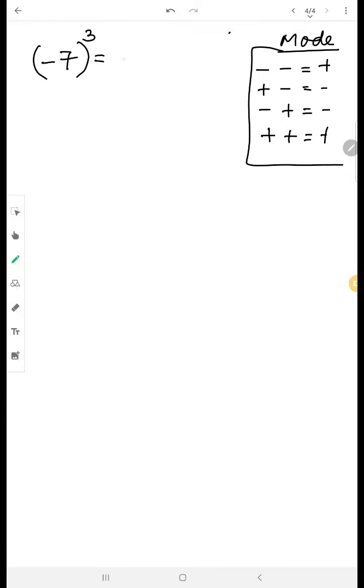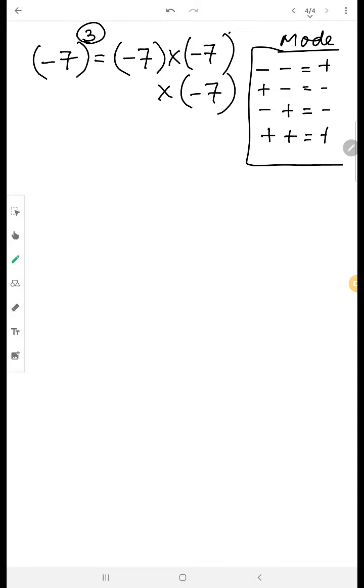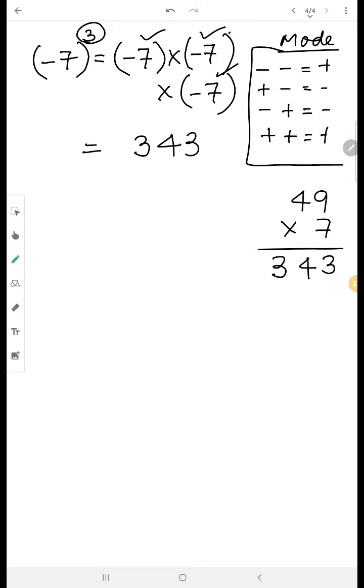Okay. So 7 is getting multiplied by itself 3 times. Times minus 7. As you can see, it's the cube. So 7 times 7 times 7. We have to do that first, right? So first you do the numbers and then you do the symbols. Okay. So 7 times 7 is 49. 49 times 7 is 343.